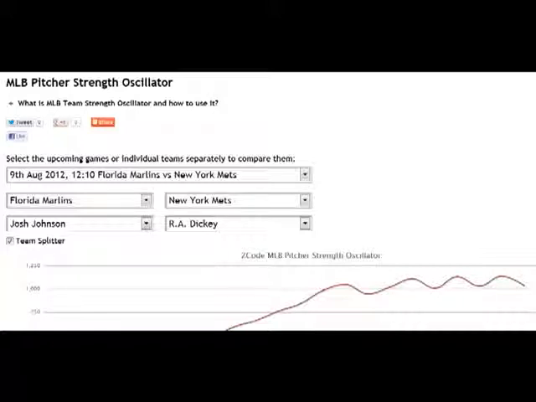So we only count the games of our teams which have this pitcher starting. And then we build a chart based on this information.